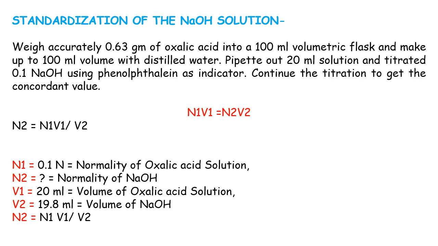N1V1 equals N2V2, where we only have to calculate N2, that is normality of sodium hydroxide. N1 is 0.1 normality of oxalic acid solution, V1 is volume of oxalic acid solution, V2 is volume of sodium hydroxide.